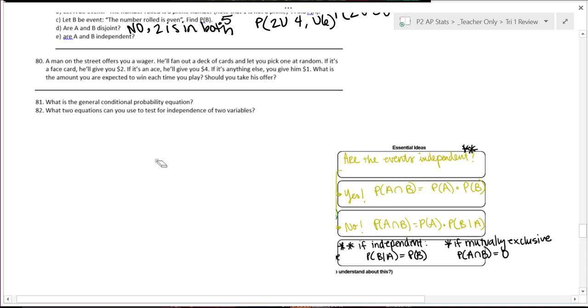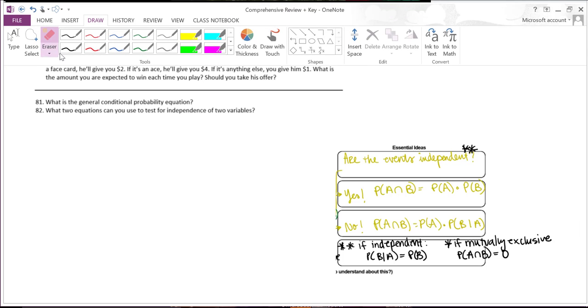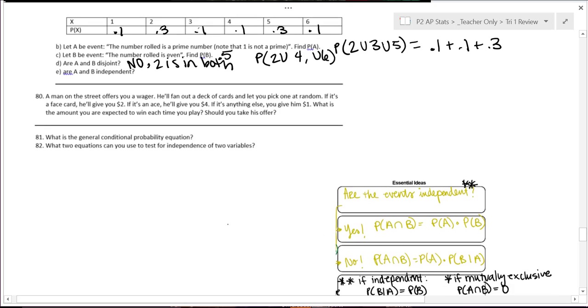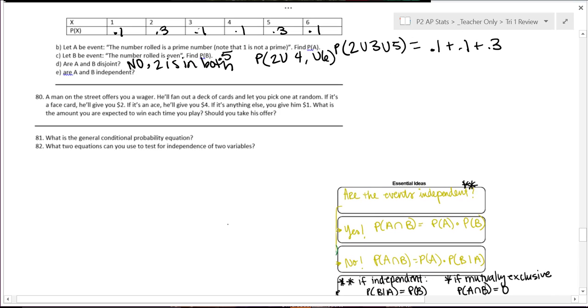This last question here of independence, I just pasted in from the notes we took the other day in class just to be a little reminder. Remember, if events are independent, the math behind it would follow that the probability of A and B would be the probability of A times the probability of B.